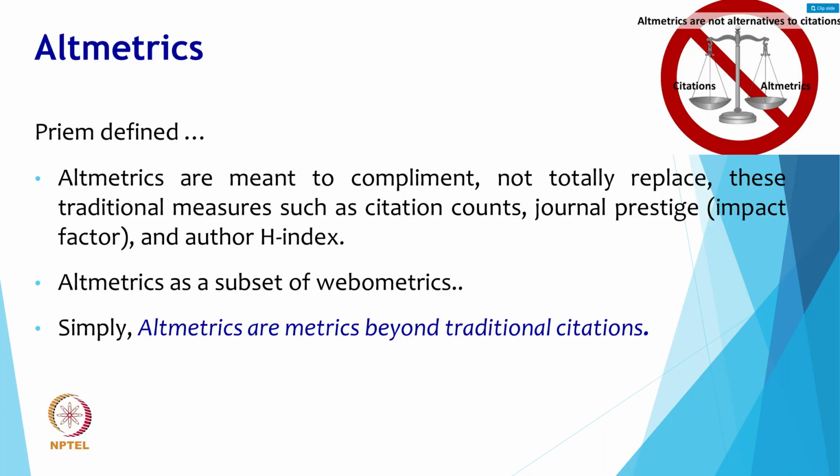Altmetrics was coined by Jason Priem in 2010, and he defined altmetrics as meant to complement, not totally replace, traditional measures such as citation count, journal prestige or impact factor, and h-index. He defines altmetrics as a subset of webometrics. Simply, altmetrics are metrics beyond the traditional metrics.